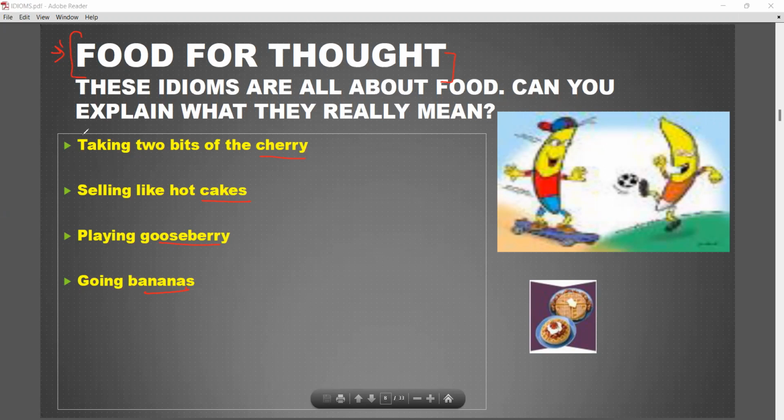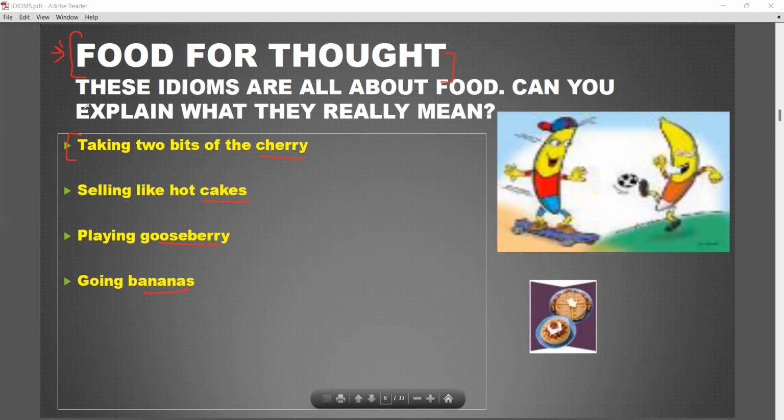Okay, so taking two bites of the cherry. There are multiple idioms with the same meaning: taking two bites of the cherry, a second bite at the cherry, another bite at the cherry. These idioms almost mean the same.